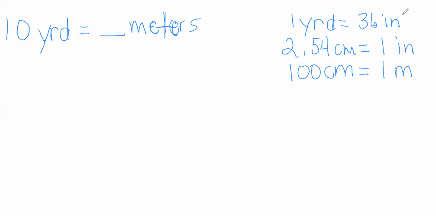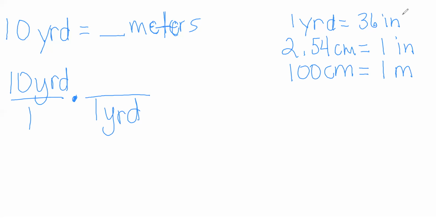Okay, hopefully you paused it and tried it yourself. You're going to start with what's been given, which is 10 yards. Got to multiply that by something. Okay, so what fraction do we put here? Well, we have yards, so we need to get rid of the yards. We're going to put yards on the bottom. And then we said 1 yard is equal to 36 inches. Okay, that way we can cancel out our yards.